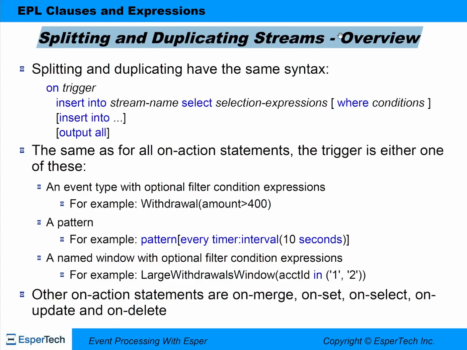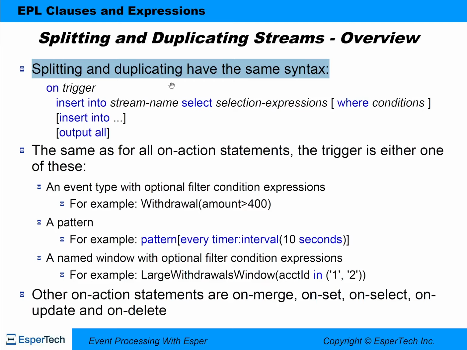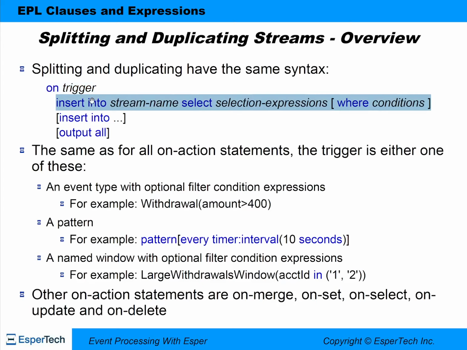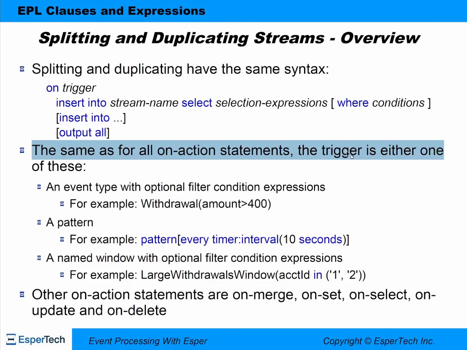The following slides discuss splitting and duplicating streams. Splitting and duplicating have the same syntax. The on keyword, then a trigger, then the insert into keywords and a stream name, then the select keyword and selection expressions, then, optionally, the where keyword and a condition expression, then, optionally, additional insert into and select, then, optionally, the output all keywords. The same as for all on-action statements, the trigger is either one of these.